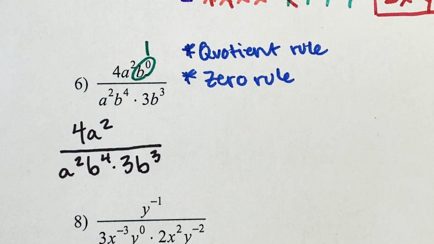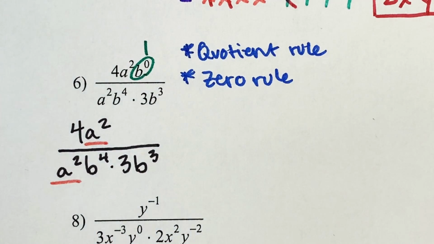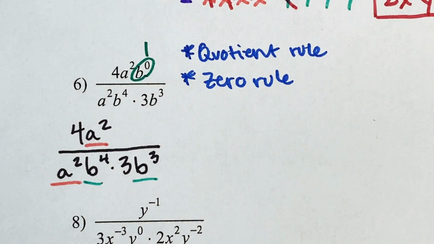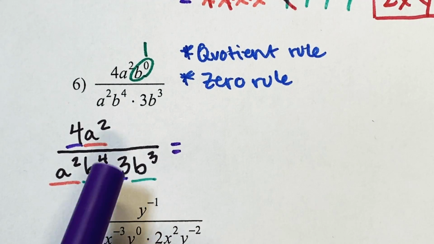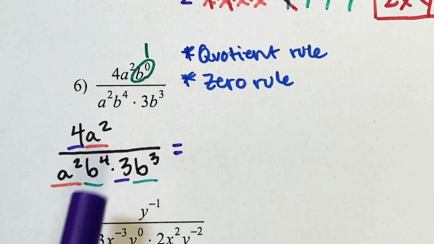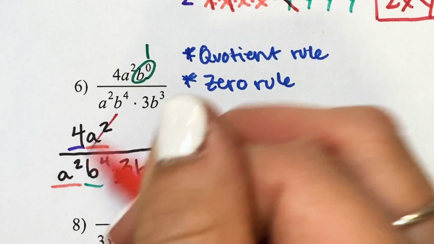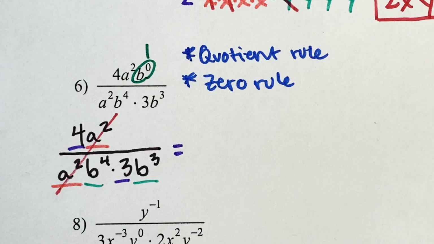So let's simplify. Let's use pink for a's, green for b's, and purple for our coefficients, 4/3. I see that there are a's on top and a's on bottom, but what do you notice about these a's? Hint, are they exactly the same? Yes, they're exactly the same. We have a squared over a squared. When anything is the same thing on top and bottom, it can cancel.